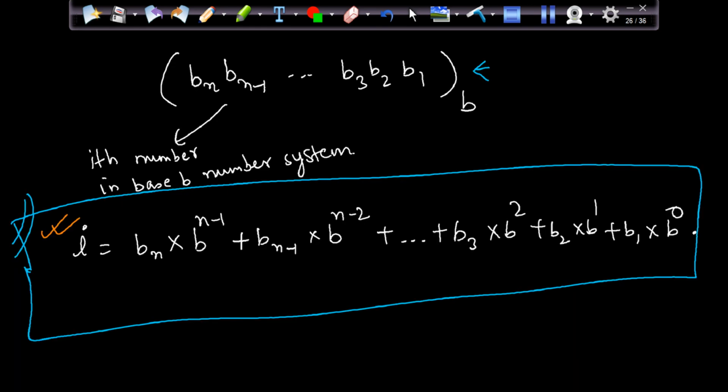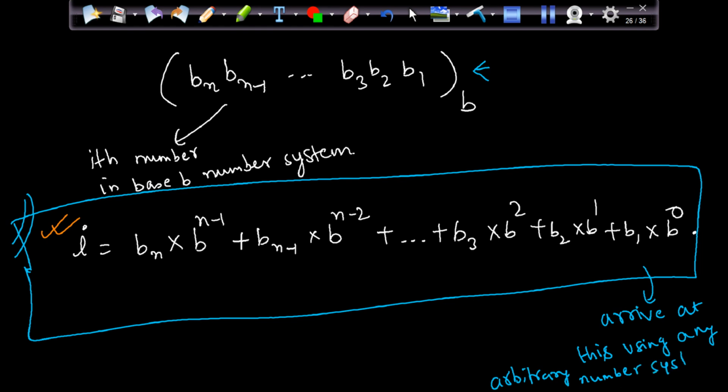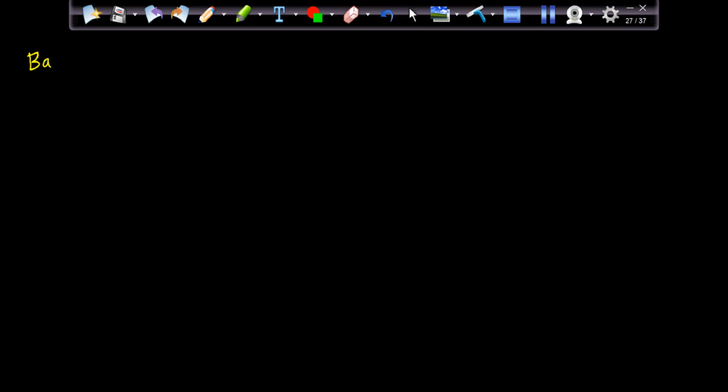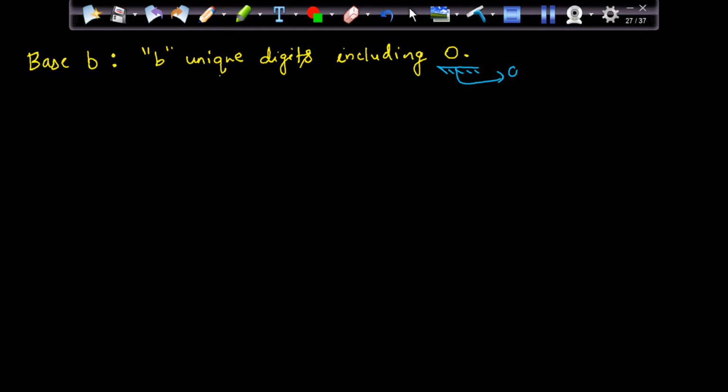So in this video, what I am going to do is to arrive at this for any arbitrary number system of base B. Take a number system with base B. In base B, there will be B unique digits, including 0. Why am I explicitly mentioning 0 here? Because we will see in a while that 0 amounts to nothing.